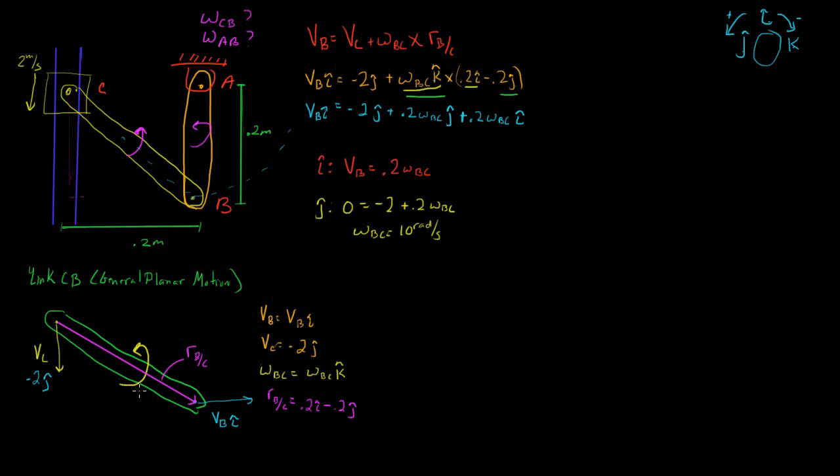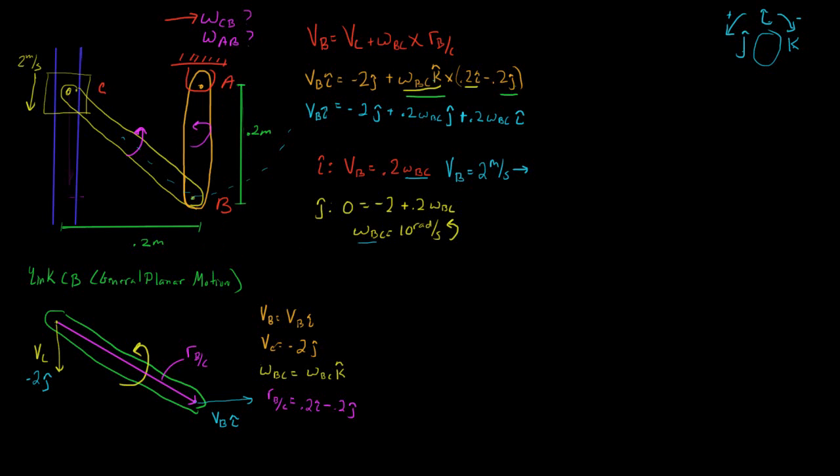And our assumption is true. It's positive, so it's moving counterclockwise. So now we can plug this omega BC right back into this equation right here. This is going to be 0.2 times 10. So we have a velocity of B, which is equal to 2 meters per second, and it's moving towards the right. Okay, so we figured out this part of the problem, and now we have to figure out what the angular velocity of bar A is.